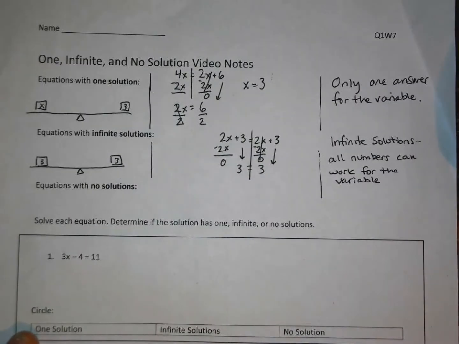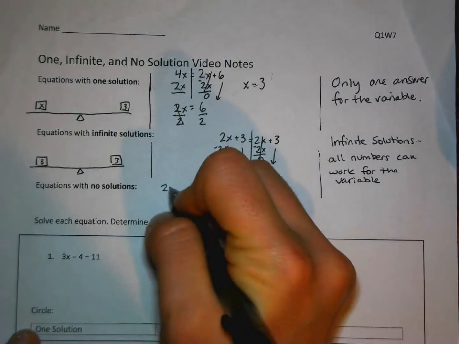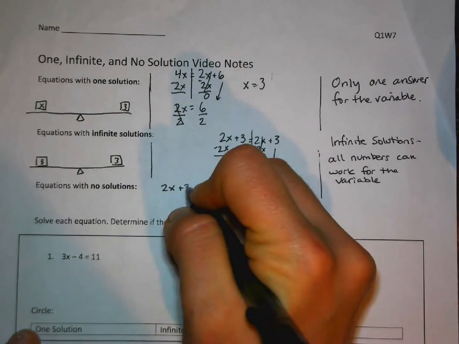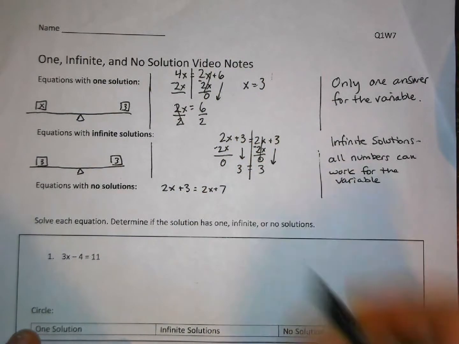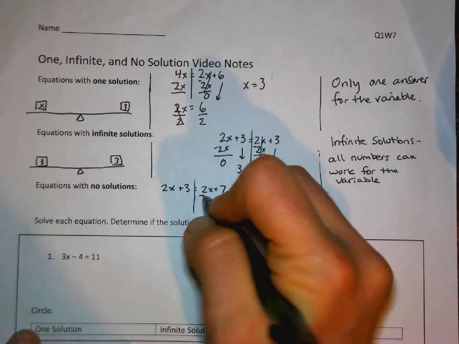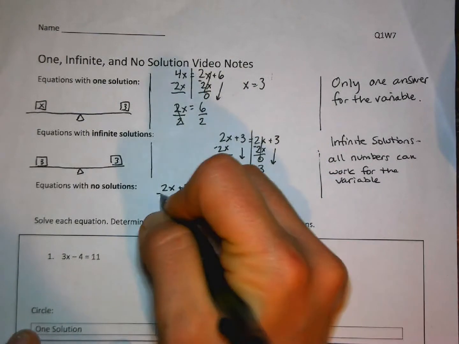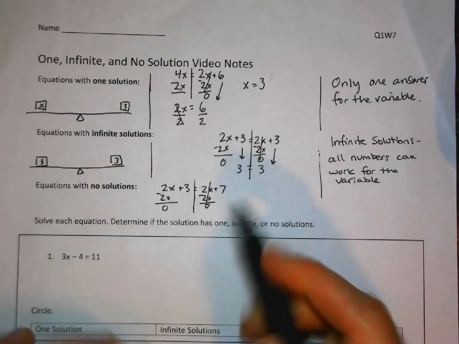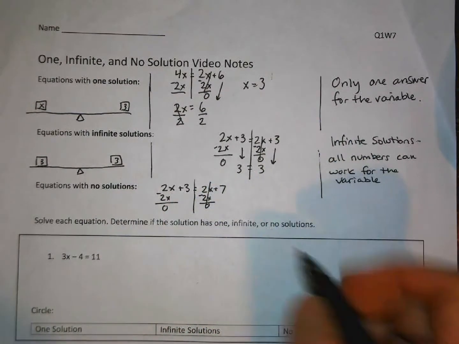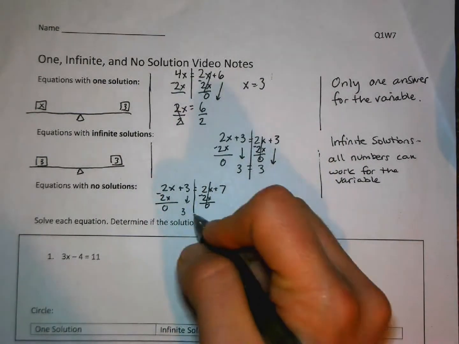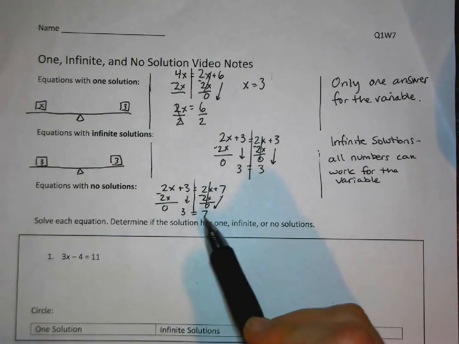And then we have one more kind, an equation with no solution. So let's use the example 2x plus 3 equals 2x plus 7. I'm going to solve this equation like I have been. I'm going to subtract 2x from my right side. I'm going to subtract 2x from the left. And again, just like up here, we remove the variable. There's no variable anymore. But what's left is 3 and 7. And so we get this answer, 3 equals 7.